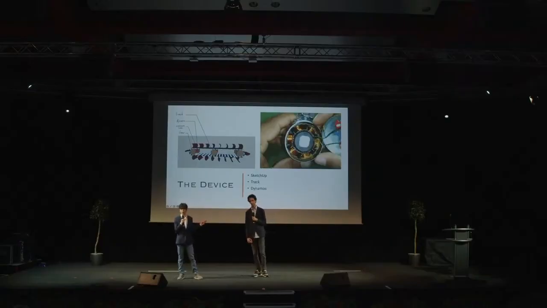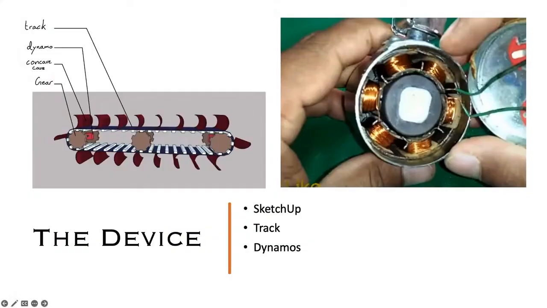So here's our device. We used a 3D modeling software named SketchUp to design our device. Now, it combined the idea of the water wheel and tracks on tanks. This allows us to attach as many gears as we want onto the device. Attached to each and every gear is a dynamo. The dynamo converts the rotational energy of the gears into current, electricity.